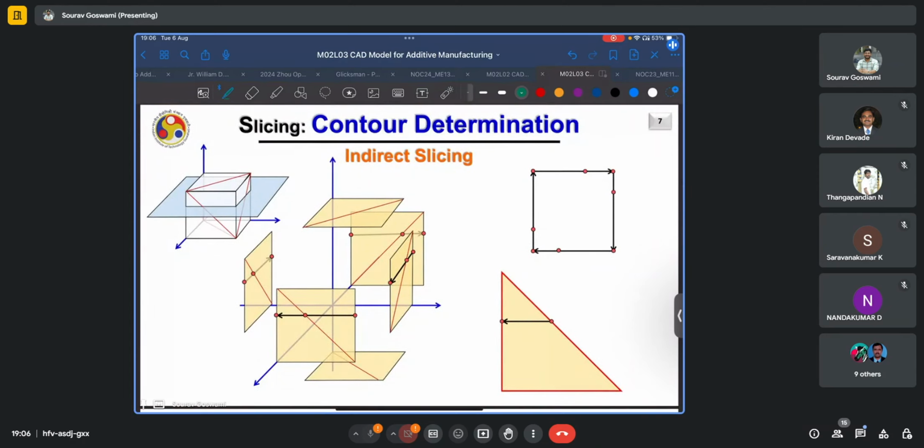Now, in indirect slicing, we saw how we first represent the exact geometry using an intermediate format such as STL. In STL, we use triangles to tessellate the file, and thus any slicing operation or planar slicing operation will include an interaction of these planar slices with the triangles.